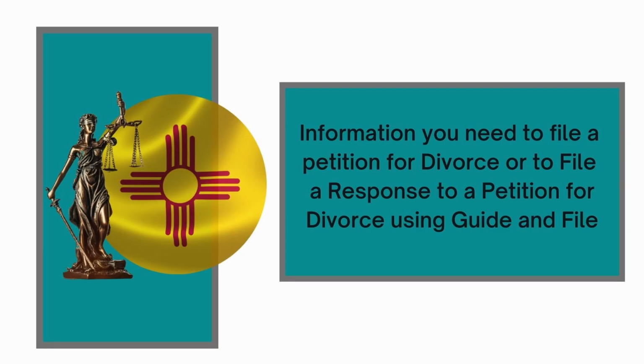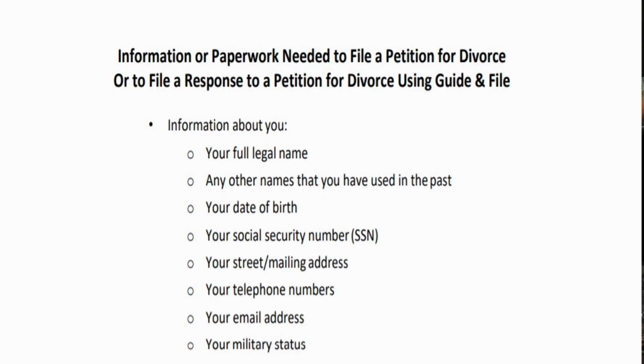Your personal information. Guide and File uses the personal information you provide to populate the forms you will file. Information you need to file a petition for divorce or to file a response to a petition for divorce using Guide and File. Some of the required information you will need to have available: information about you, other names you have used in the past, your social security number, and your telephone numbers are just a few.